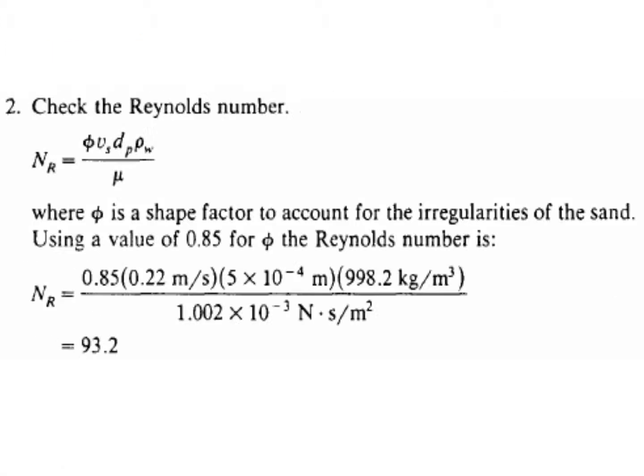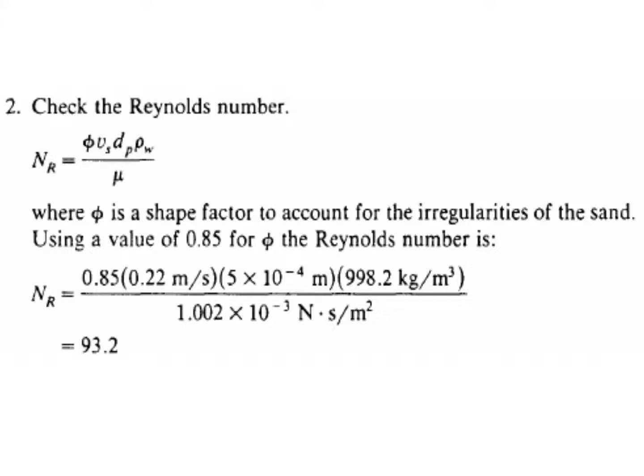Now you have the velocity, you have to check your Reynolds number. If you compare this formula, Reynolds number equals phi times velocity times particle diameter times rho water over mu. Please compare this with your FE manual. You can search Reynolds number in the soft copy of your FE manual, or the hard copy in the fluid mechanics section. You see that there is another parameter here, phi. Phi is the shape factor.